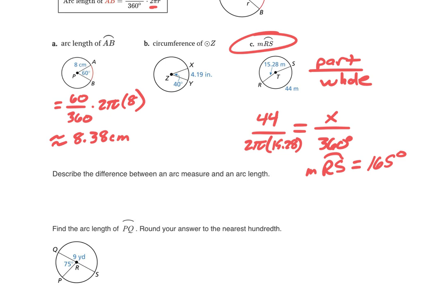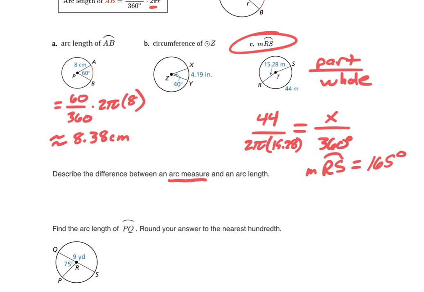So this arc from here to here is 165. And if you look at it, it should make sense, right? It's a little bit less than halfway. 180 would be halfway, and RS is a little bit less than halfway. So my answer should make sense with what we know about circles. That's the best and quickest way to get that one. There are other ways to get there, but I think that's the easiest and quickest way.